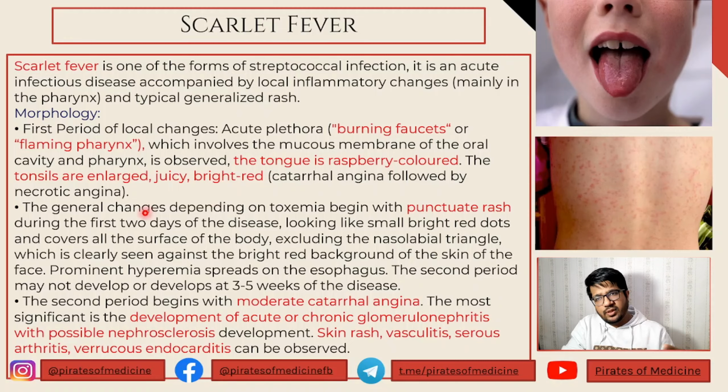And if the disease progresses, the kidneys can get involved, causing glomerulonephritis and nephrosclerosis. The bacteria can invade the endocardium of the heart, causing endocarditis. And it can also invade the blood vessels, causing vasculitis. So this is scarlet fever.